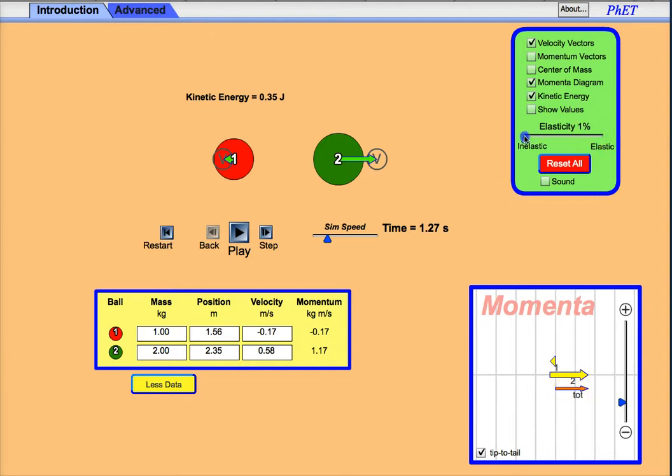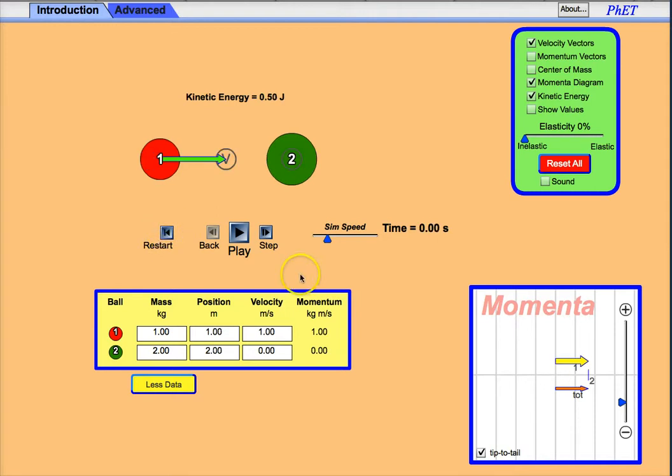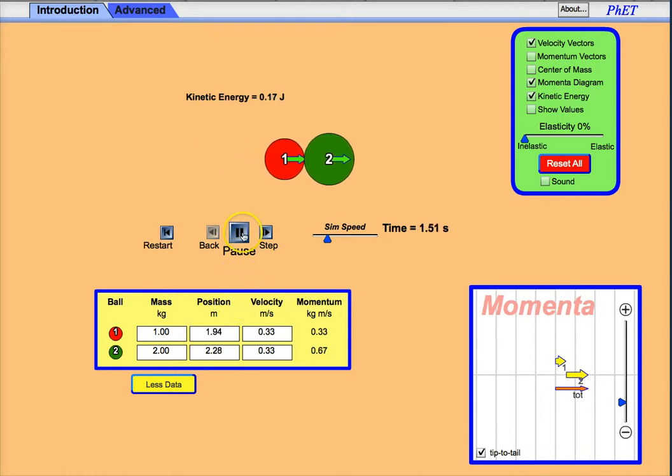Okay, now let's do something else. Let's move this elasticity slider all the way down to 0, which means that it's a perfectly inelastic collision. Let me press restart, and that brings us back as usual to the starting data before the collision that we had entered. Again, I'm going to press play, let the collision occur, and then pause it a few seconds after the collision finishes, and then we can see what happens in this case. Here we go. 1, 2, 3. That's the collision occurring now, and take a look. Let me pause it.